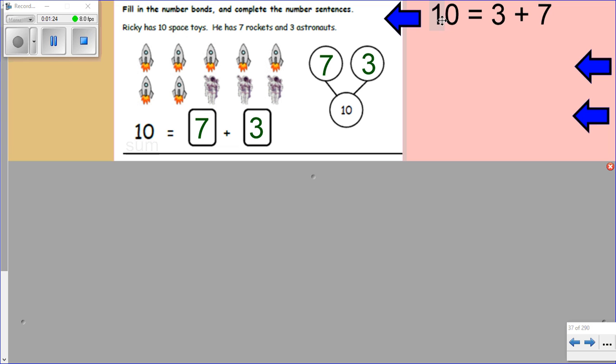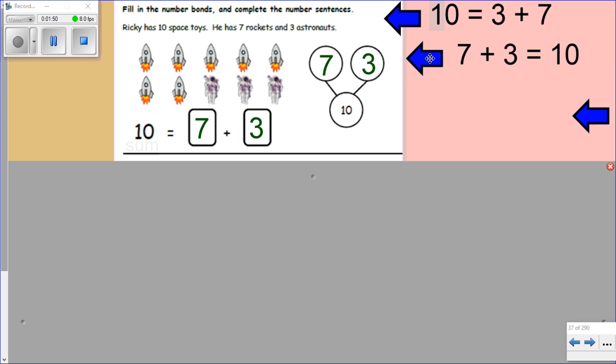Here we have the equation 10 equals 3 plus 7. It's almost like this one. 10 equals 7 plus 3. Just the addends have switched order. Because it wouldn't matter if you started counting at the astronauts and went up to the top rocket, you still would get the number 10.